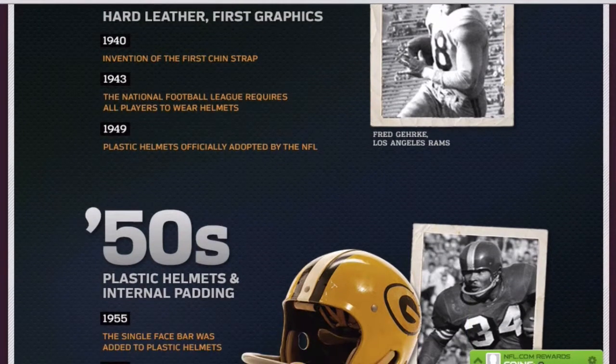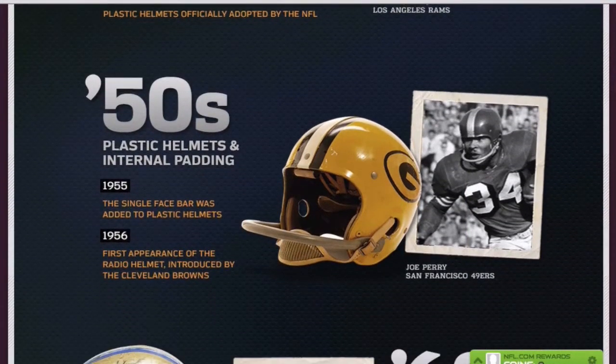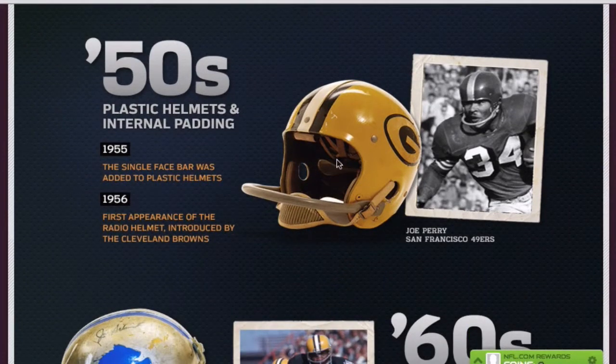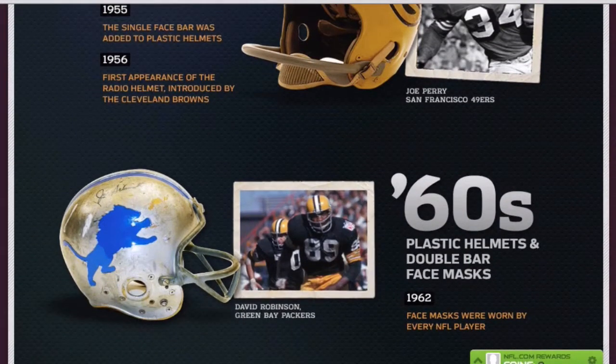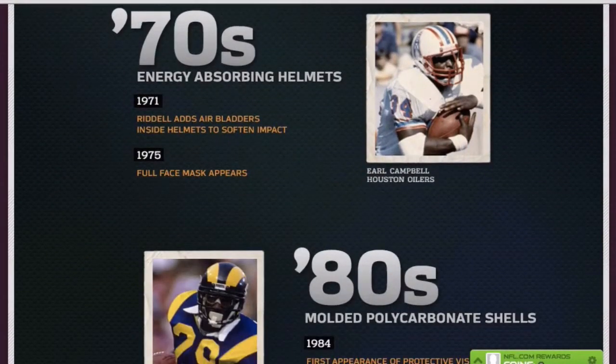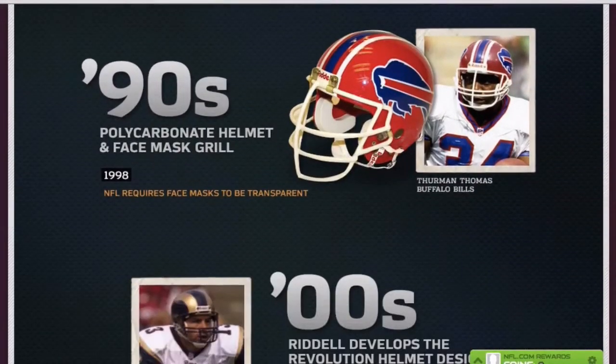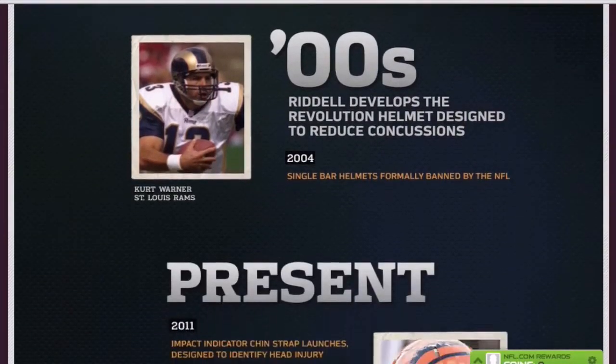And in the 50s, this is when the real modern-day plastic helmets that you see on players today came out. This yet had no face mask or anything. In the 60s, this is when they started adding the face mask, as you can see here. This is when they added little air bladders inside as cushions and more. So it's not like the NFL is just sitting by and doing nothing. It has many rules to protect the players in the sport.